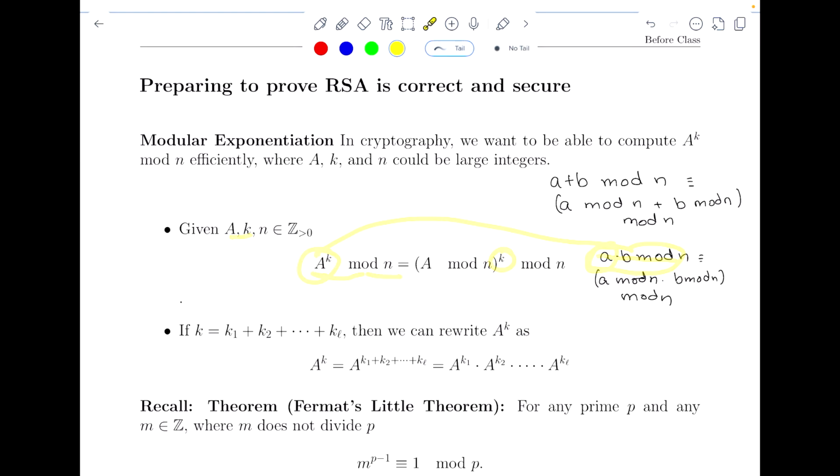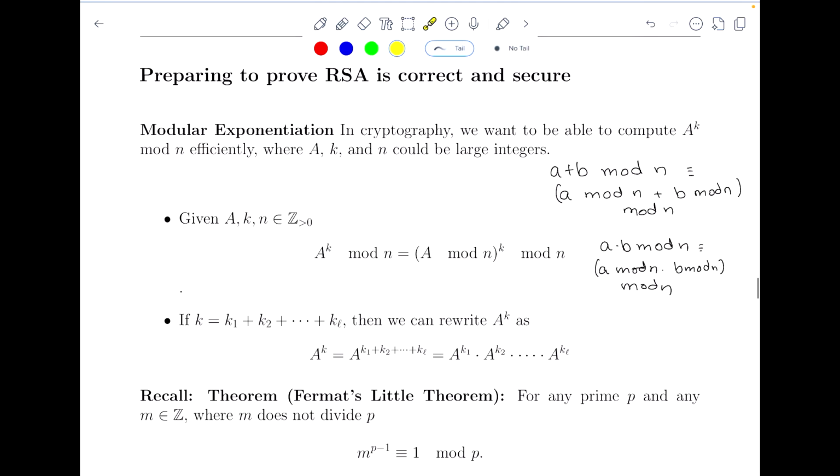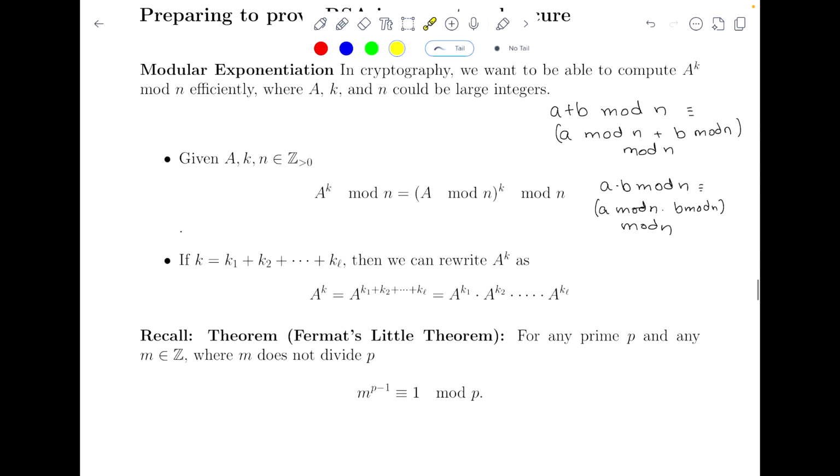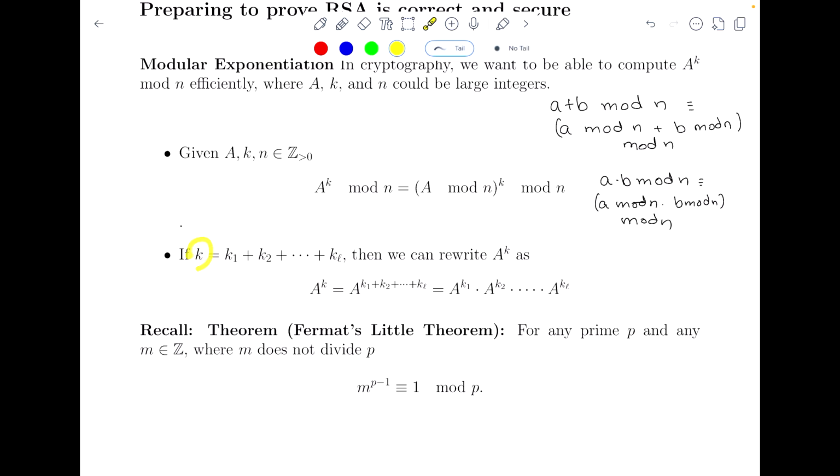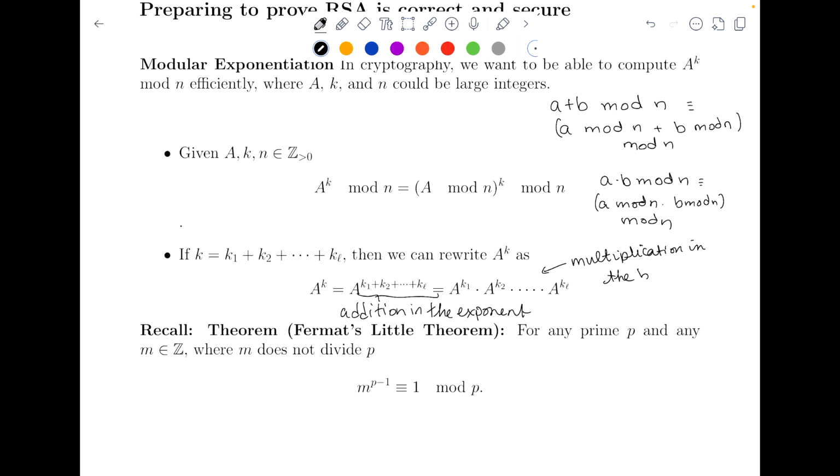you can move that exponent around. And the other thing that's really helpful here is the fact that we can rewrite our exponents. So if I have a k, I can break it up into some sum, k1, k2, all the way up to kl, and I can say A to the k is A to the k1 plus k2 up to kl, and addition in the exponent is equivalent to multiplication in the base.